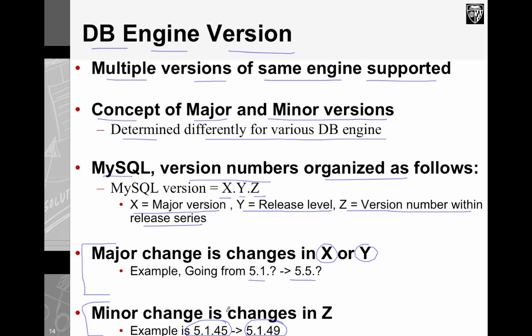Now, why is understanding the version numbers important? That's because when you instantiate an RDS instance, you can actually turn on a feature that says you would like automated updates. And if it's a minor change in release, then they can automatically do the update for you, provided that you choose that option.